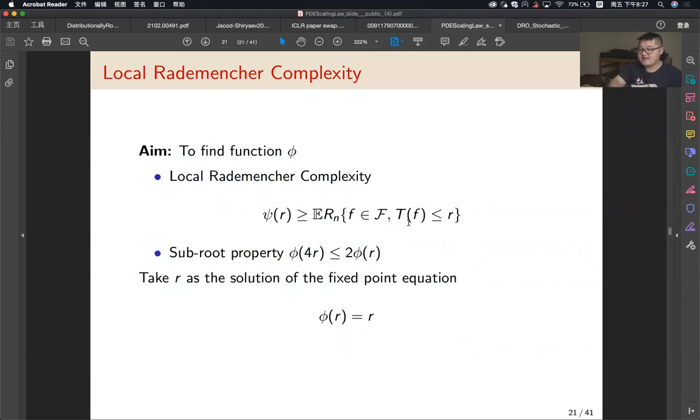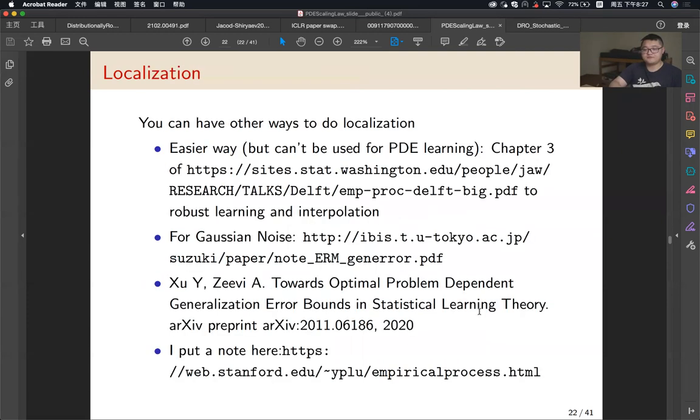So I have said that the T here is always the loss function. For function estimation, the set here is always localized using the L2 norm. But if you are solving a PDE, like if you are using the Deep Ritz method, the localized set here is actually the H1 norm. If you are using a physics-informed neural network, the norm here is actually the H2 norm. Okay, so this is the difference.